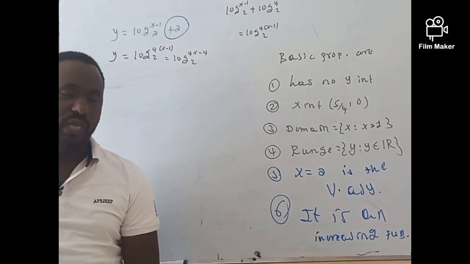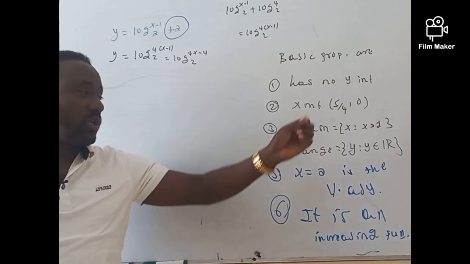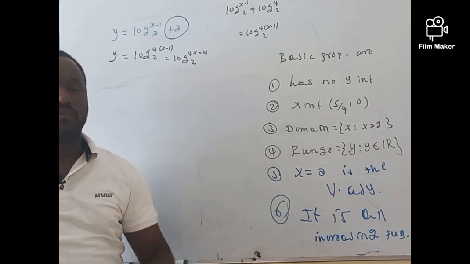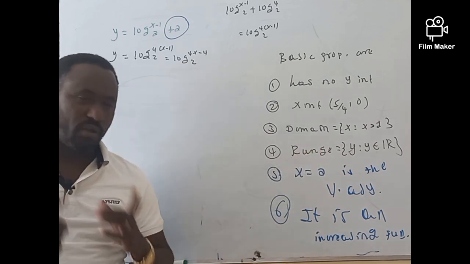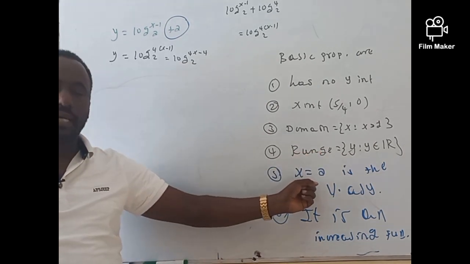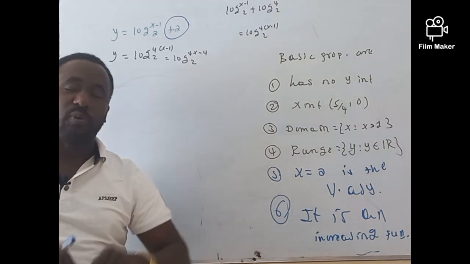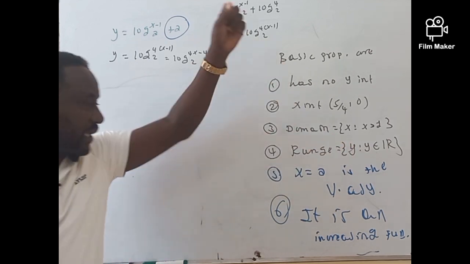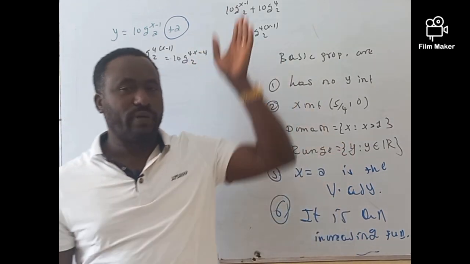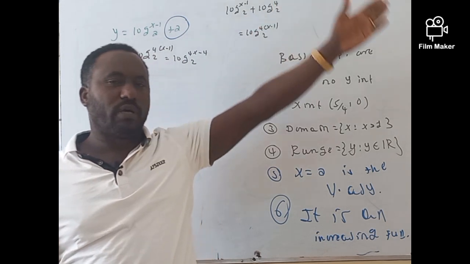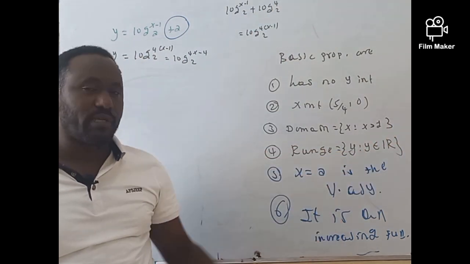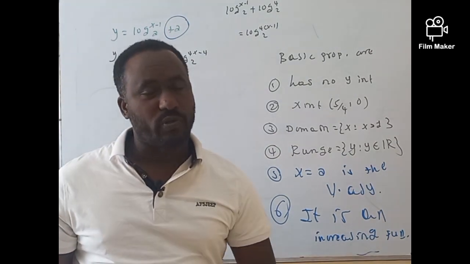For an exponential, the domain is all real numbers and the range is positive, the reverse of the logarithm. And when you come to the asymptote, in the case of exponential, the asymptote is always horizontal. In the case of logarithm, it is always vertical. And in the case of increasing and decreasing, it is the same for both cases.